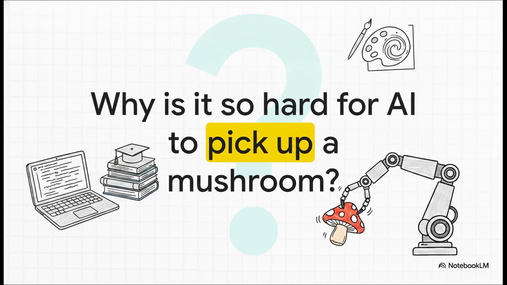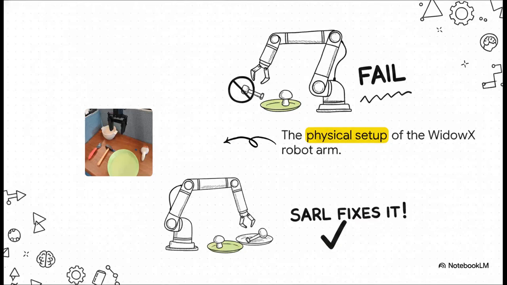We have these incredibly brilliant digital minds, but actually putting them into physical bodies, that remains one of the hardest challenges in modern science. Consider this exact setup from our source material. You've got a WidowX robot arm hovering over a desk, and scattered around it are a bowl, a spoon, an unusual toy hammer, a plate, and a toy mushroom. Now, if we tell this robot to put the hammer on the plate and pick up the mushroom, it completely fails. It fumbles around, it grabs the wrong thing, it just doesn't work.